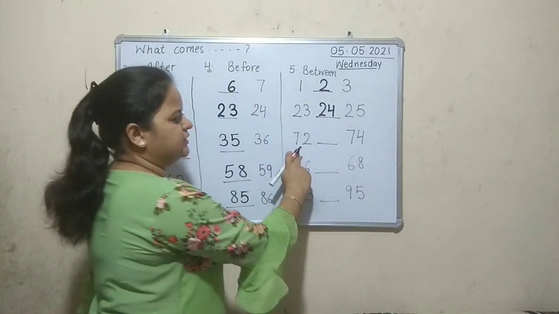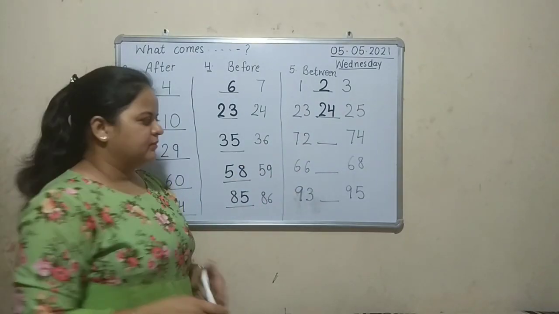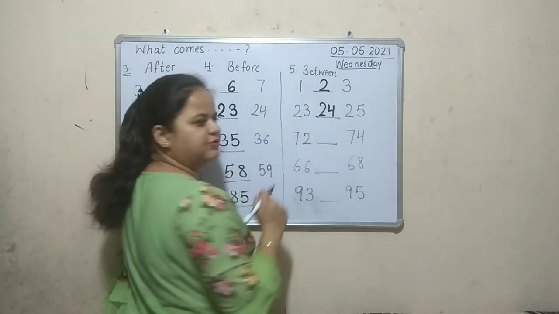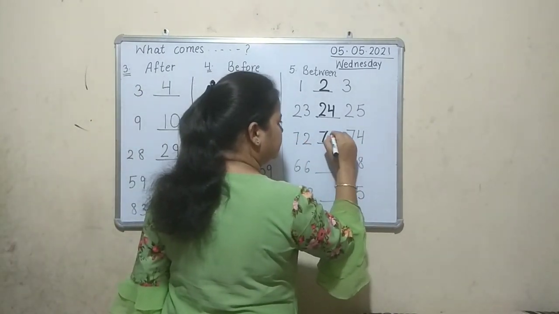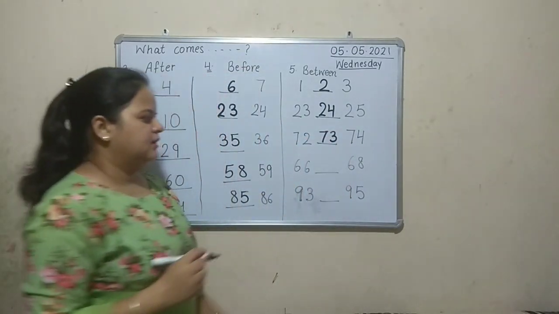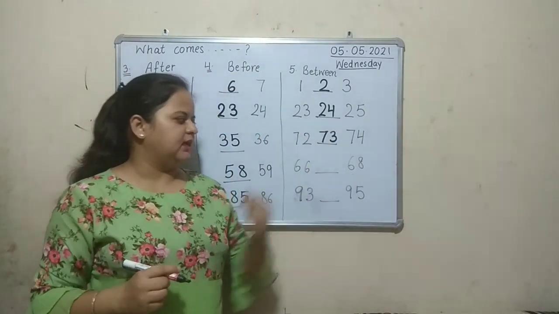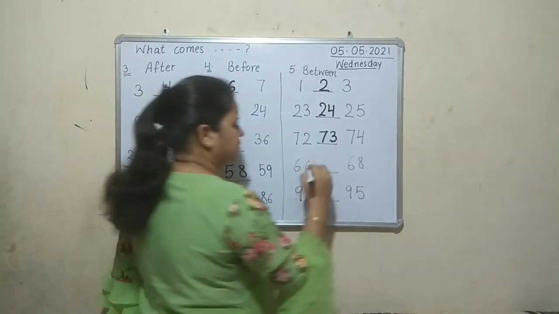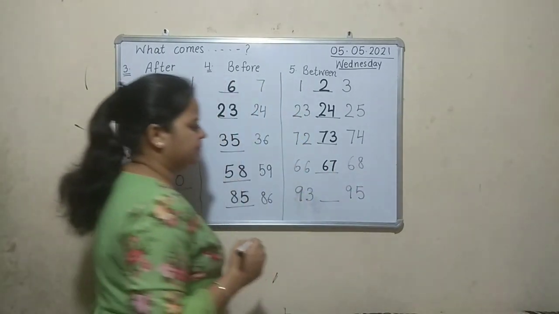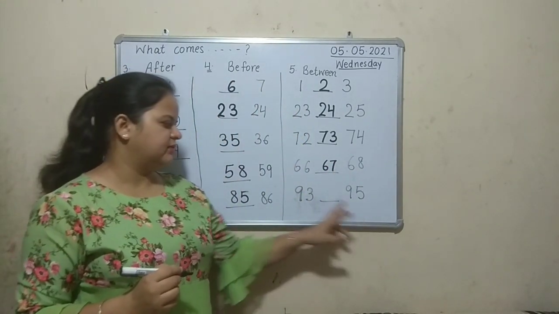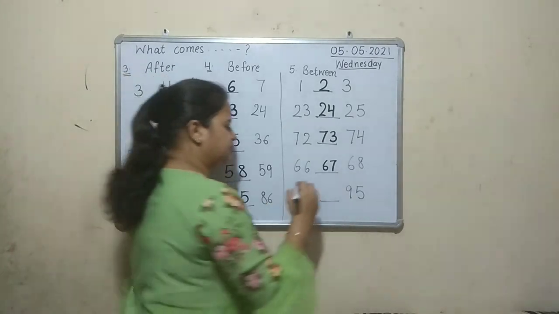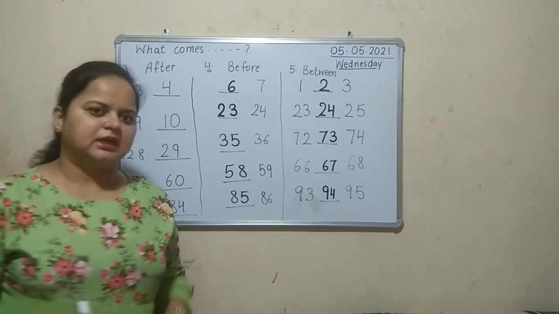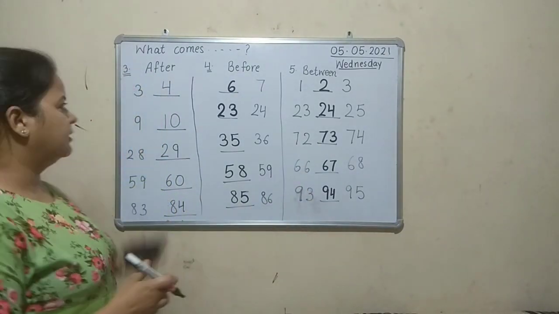24. 72 and 74. What comes after 72 and before 74? 73. 66 and 68. 66, 67, 68. 67. In 93 and 95. 93, 94 and 95. Done? Do it quickly.